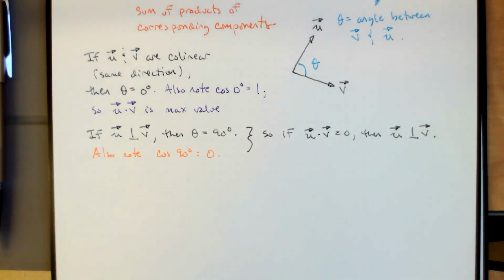Already, just by the definition, the dot product looks like it's going to be useful. It's telling us something about the angle between vectors. That's useful.